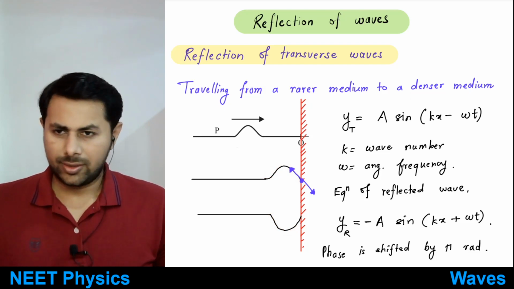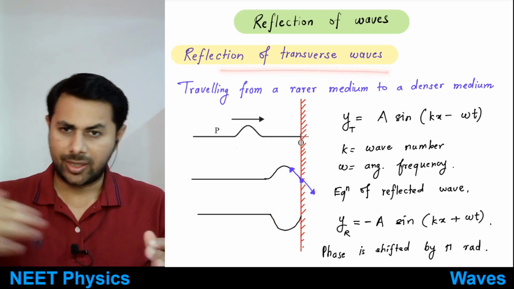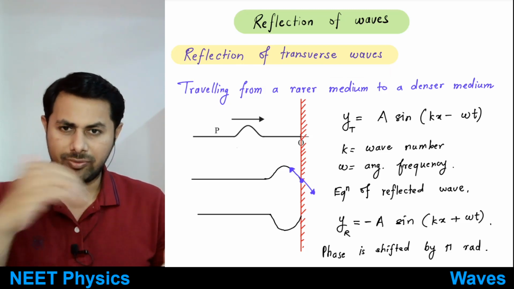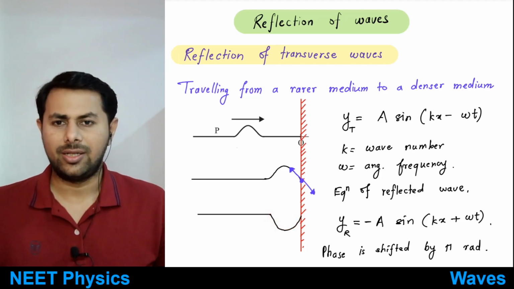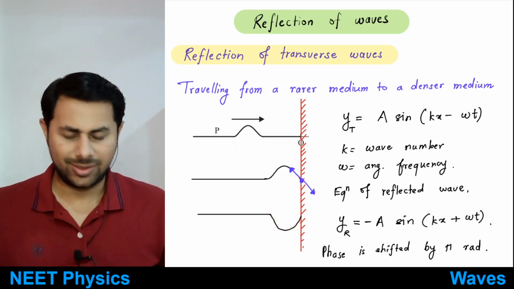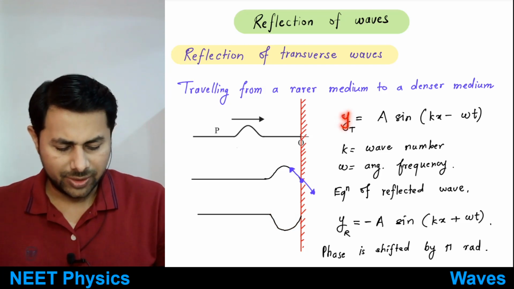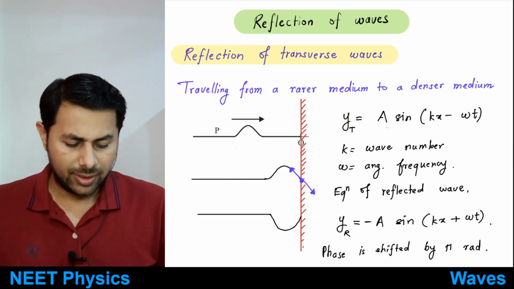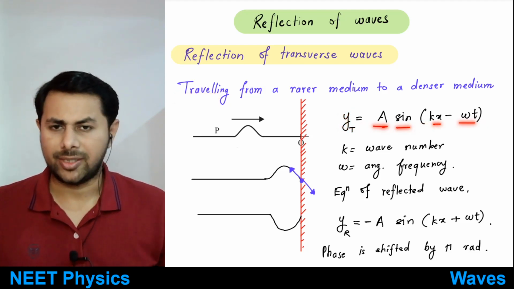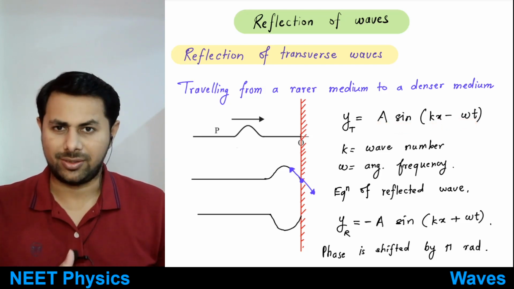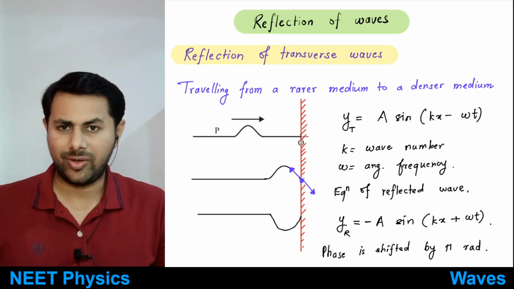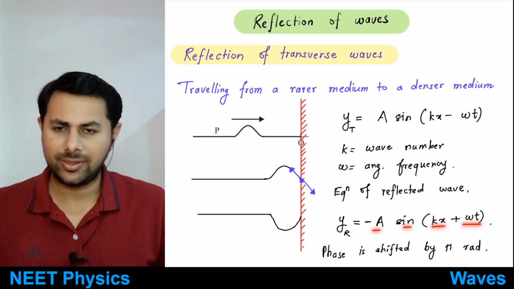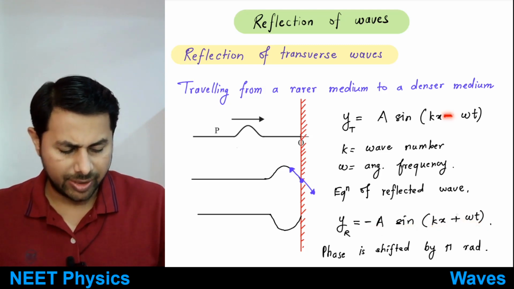So if there is a transverse wave moving from a rarer medium to a denser medium and there is a reflection, then what happens? The crest will get reflected as a trough, and similarly the trough will get reflected as a crest. Suppose this is the equation of a traveling wave, T for traveling, and the equation is a sine of kx minus omega t. That means it is traveling in the positive x direction. Now what would be the equation of the reflected wave? The reflected wave will travel along the negative x axis. So the equation would be a sine of kx plus omega t. The minus sign will become plus.